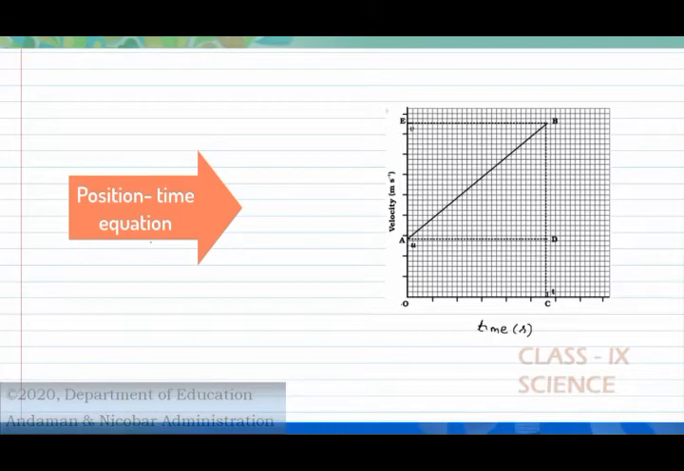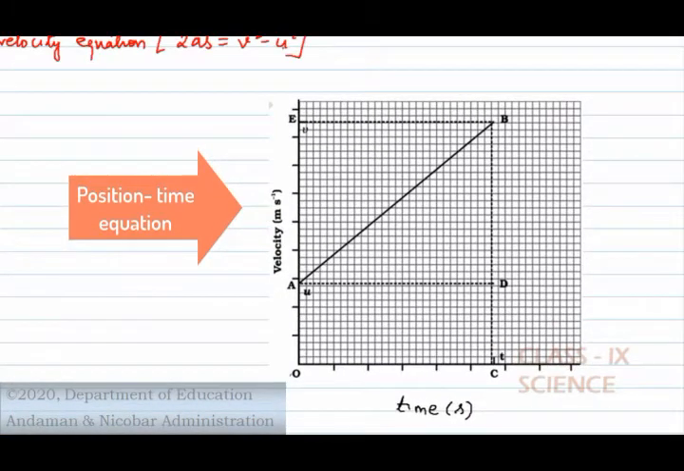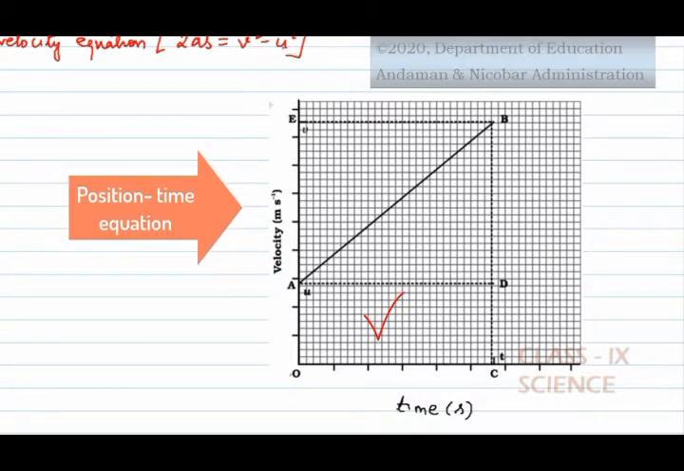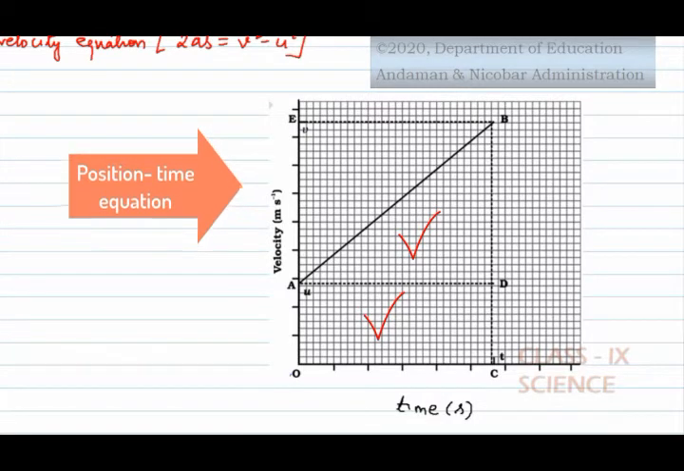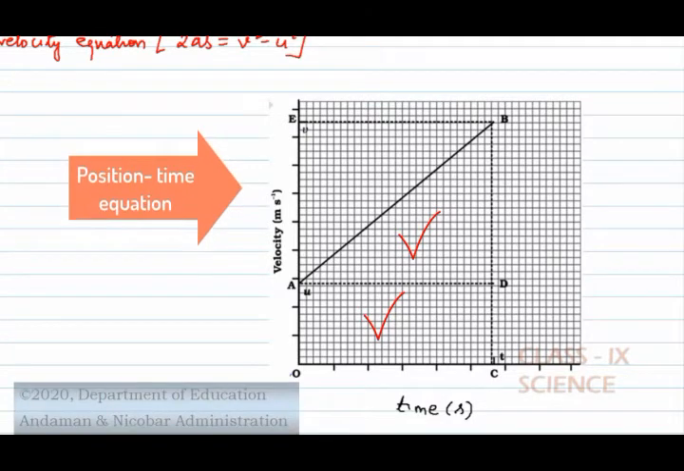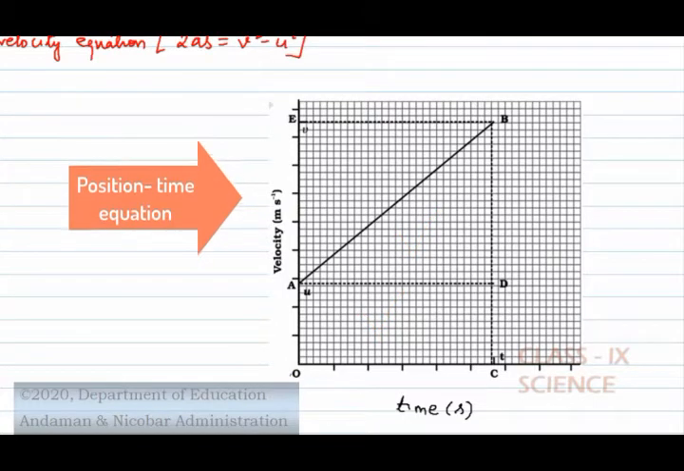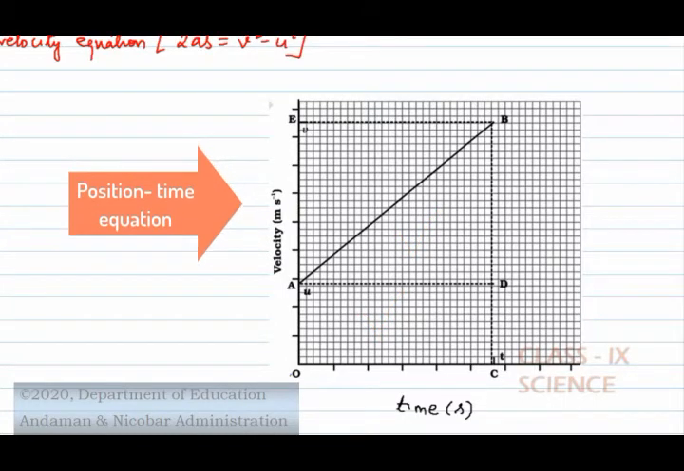Now we learn how the third equation of motion, that is the position velocity equation, can be derived using the velocity time graph. We derived the second equation of motion by knowing the area under the graph. We calculated separately the area of the rectangle and the area of the triangle. By adding the area of the rectangle and the area of the triangle, we got the second equation of motion. Now we know that the area of a trapezium has a separate formula. Now we will see what we get if we directly find the area of trapezium OABC.